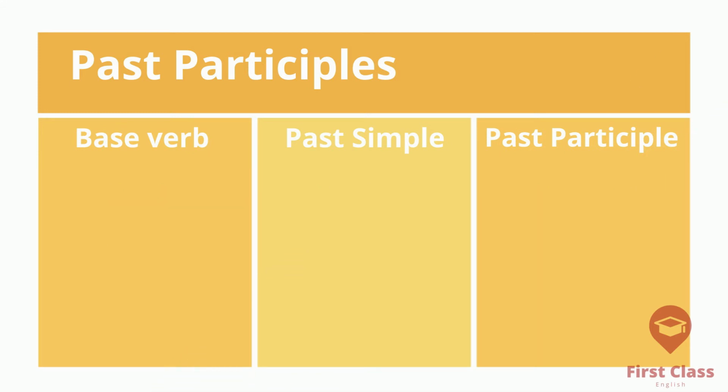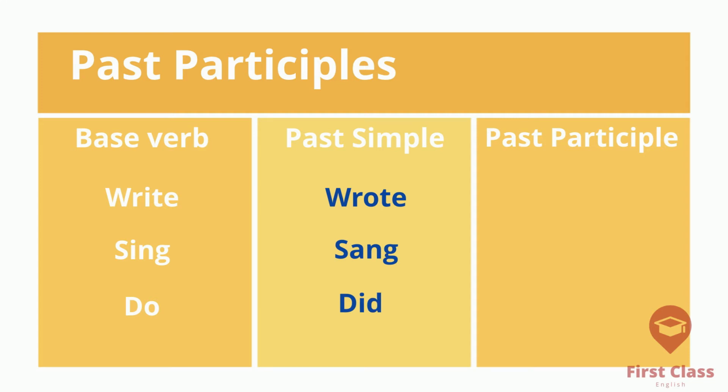However, we know a lot of verbs have irregular spellings. For example, wrote, sang, and did now become written, sung, and done. These past participles have to be memorized.